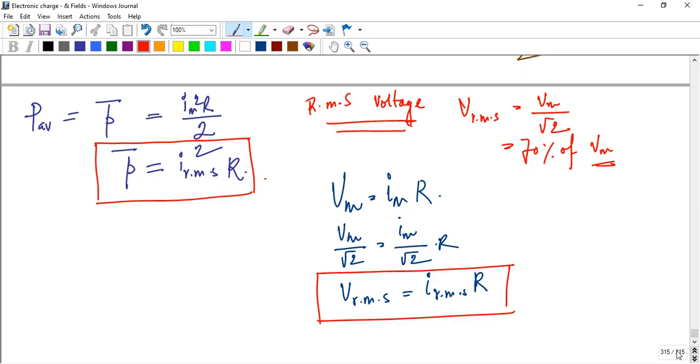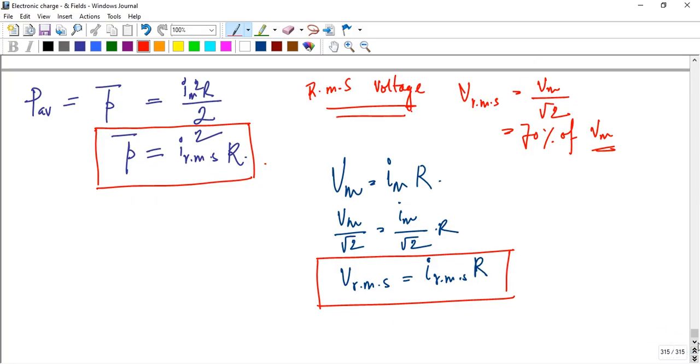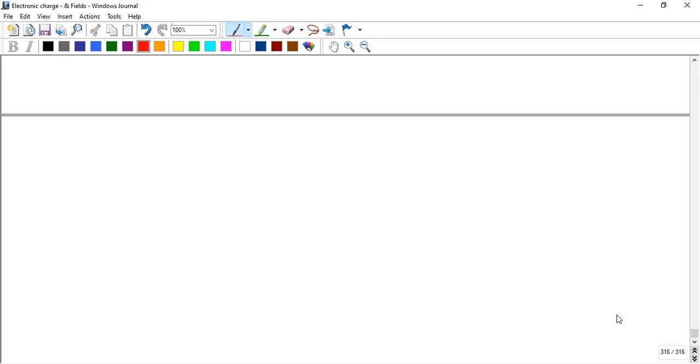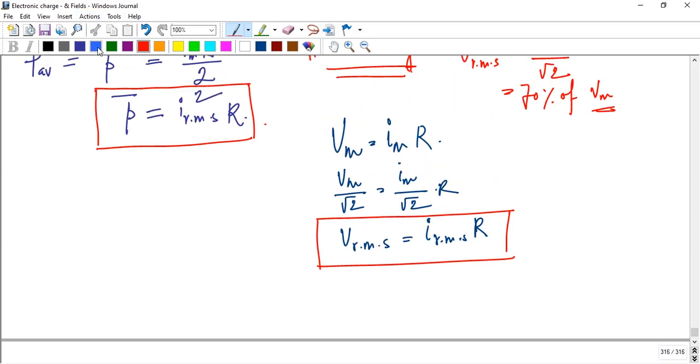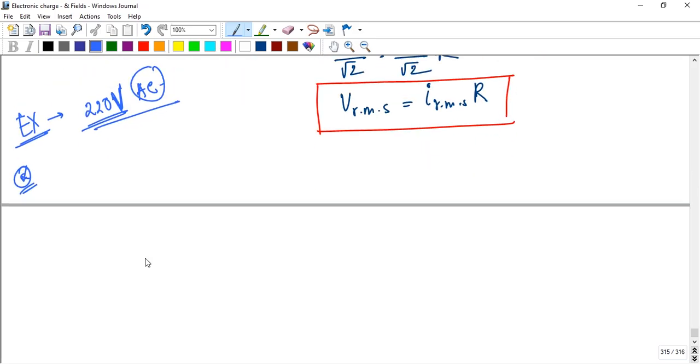Easy. Now let's solve an example. Suppose our supply is 220 volt AC. Keep in mind one thing we forgot to discuss: AC has another advantage over DC. It's called the long distance advantage.